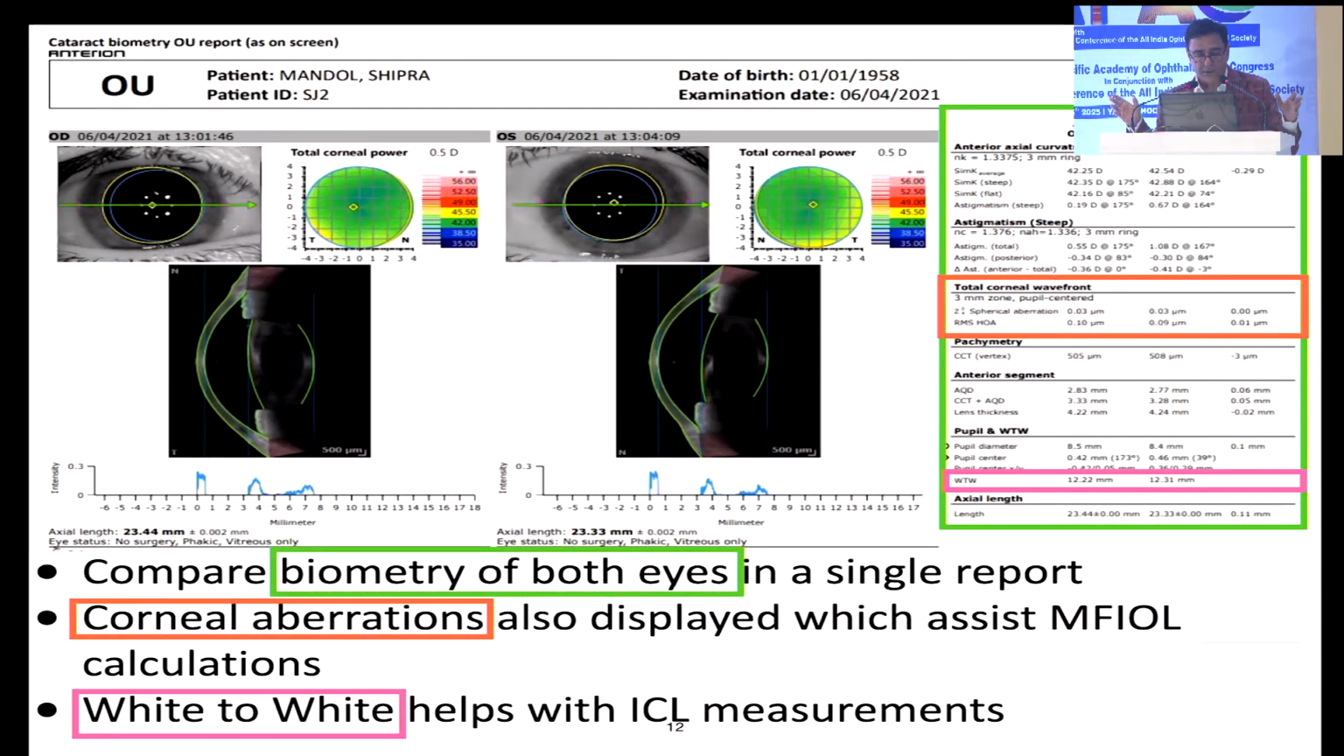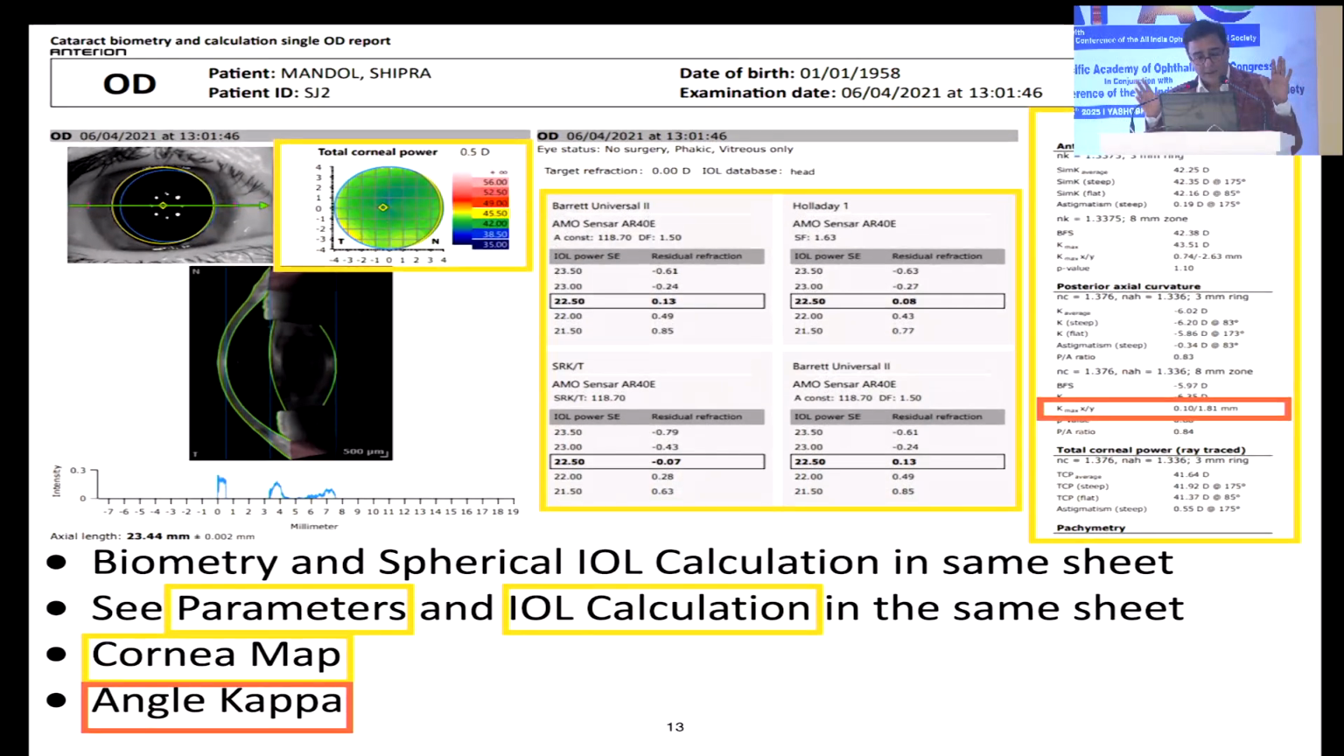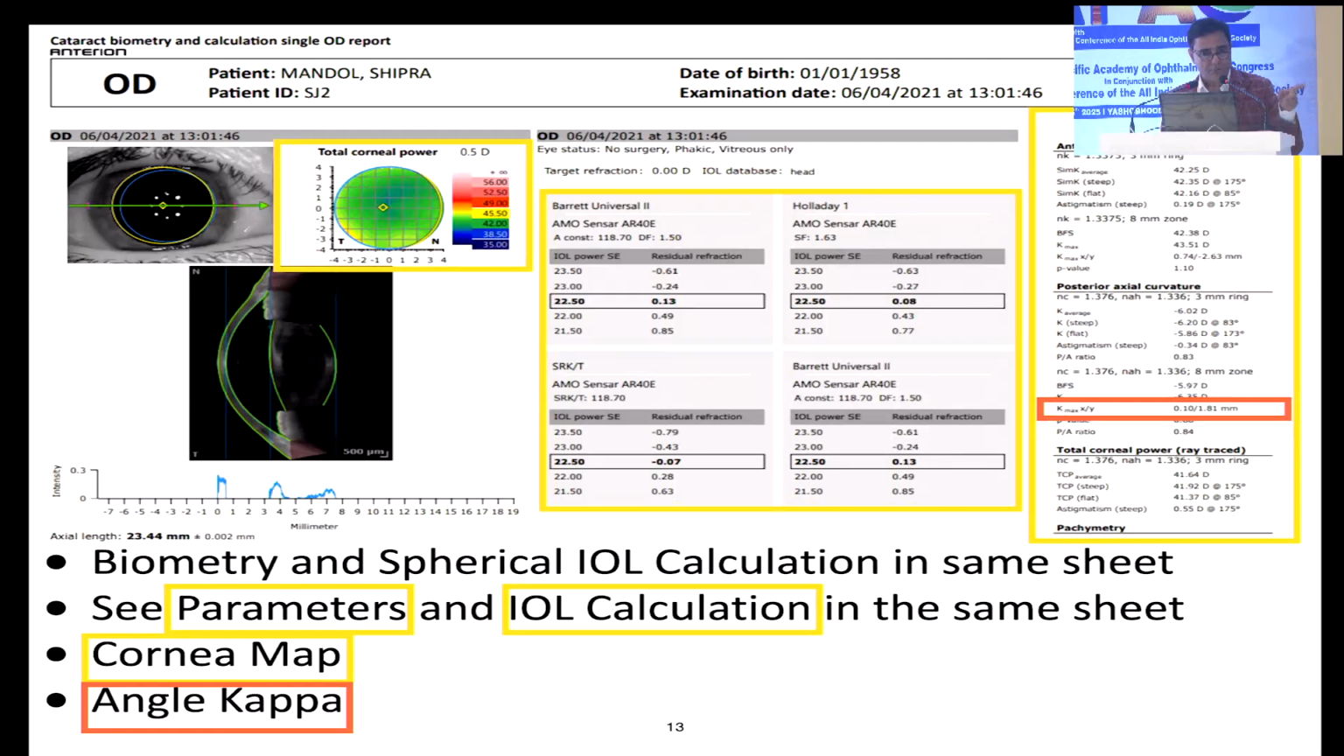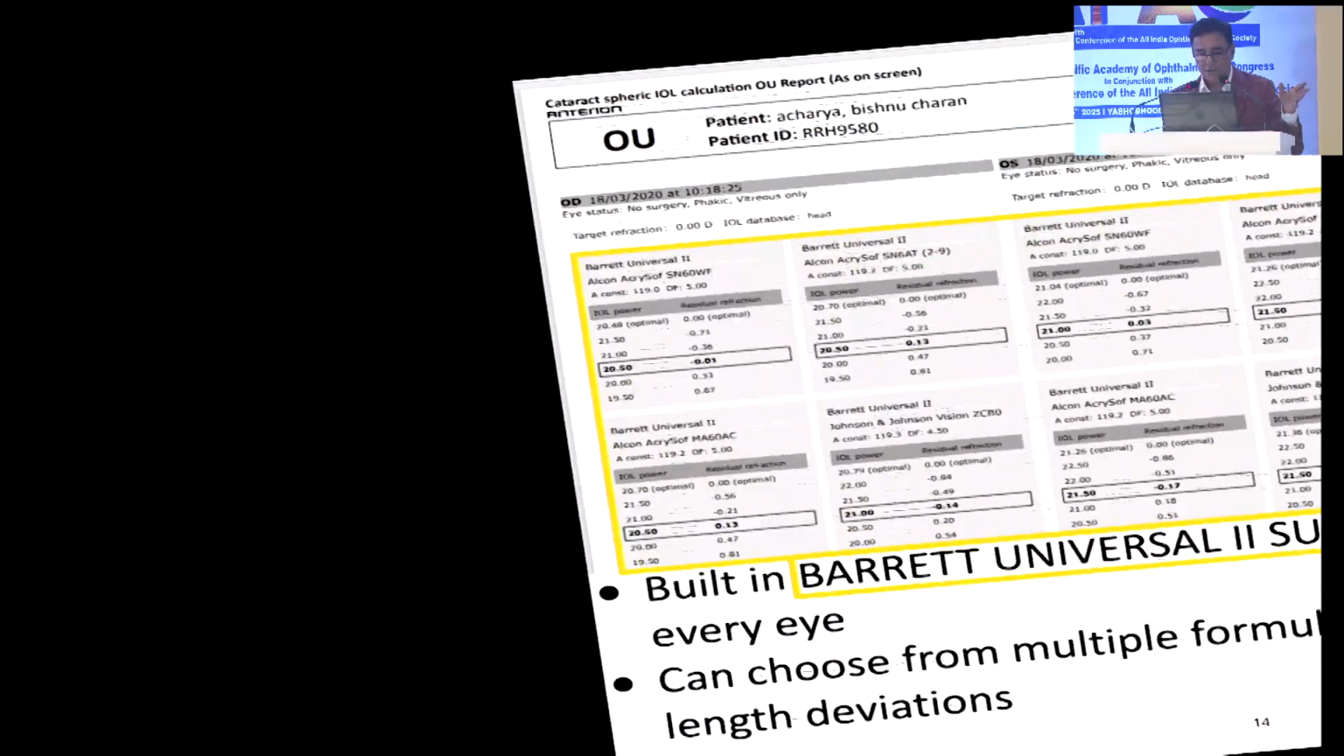When you come to biometry, you can compare two eyes together. You get corneal aberrations in one shot, and you get your white to white in one shot. So you have information of both eyes coming in parallel at the same time. That's one big advantage. You can also get your corneal wavefront at the same time, so you can know if there are any aberrations. At the same time, you see parameters like IOL calculation, corneal map, angle kappa. All this information is coming through one shot. So you really don't need to search through different instruments, and that's the one big advantage that you have.